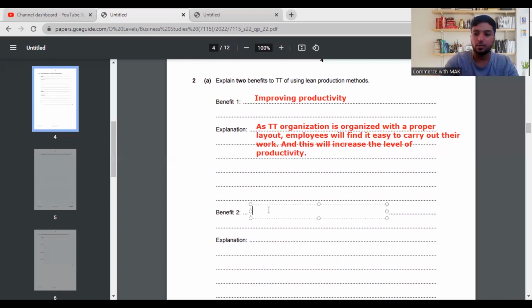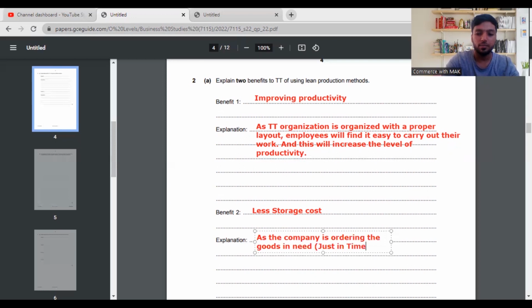We can say no storage cost, less storage cost. We can also speak about the just-in-time method, which they are already using. They can only order the products when they need them. So this will reduce the level of damages in the company's inventories. So I'll write: as a company is ordering the goods in need under just-in-time, or you can write just in time.